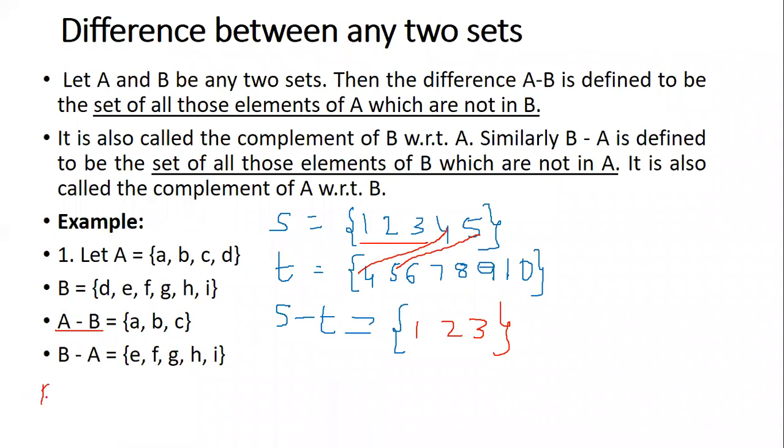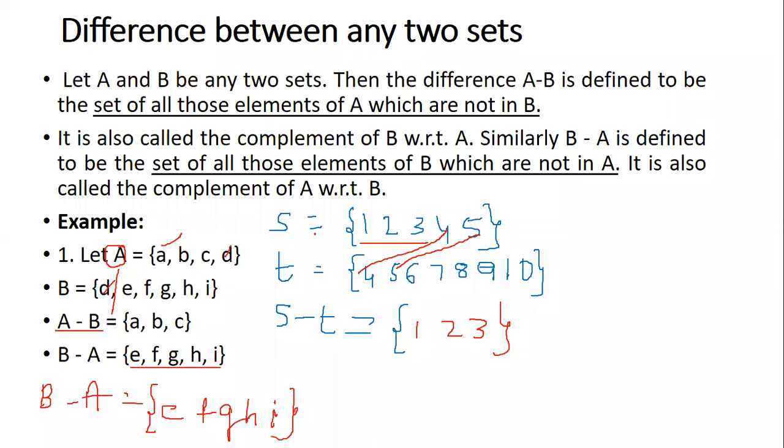So B minus A is, what is common here? D is common here, right? So leave out D. After leaving out D, what else do we have? E, F, G, H and I. So E, F, G, H, I is not present in A, correct? That is why we take all of these elements.